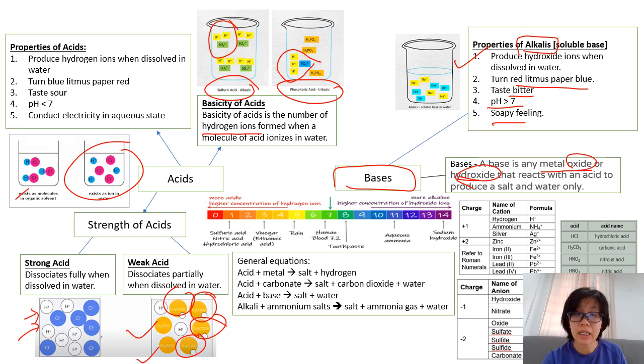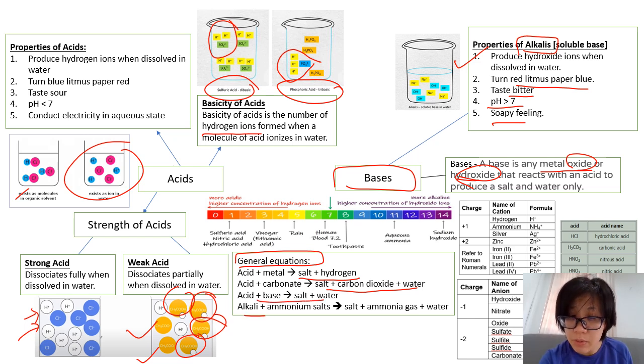Then these two, what kind of reactions do they have? You need to know the general equations here. Acid plus metal gives you salt plus hydrogen. Acid plus carbonate gives salt plus carbon dioxide plus water. Acid plus base gives salt and water. And the last one, acid plus ammonium salt gives salt plus ammonia gas plus water.